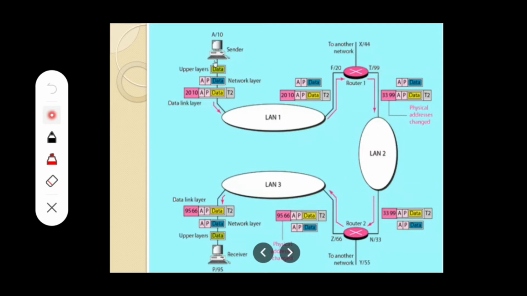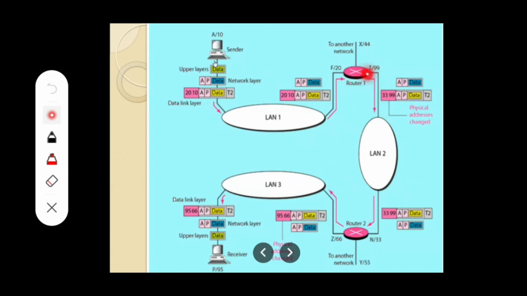the neighboring router. Okay, encapsulate it with the MAC address of the neighboring router. Okay, so look at here. So this packet is again encapsulated with the 33 and 99. Okay, what is 99? 99 is this source MAC address.